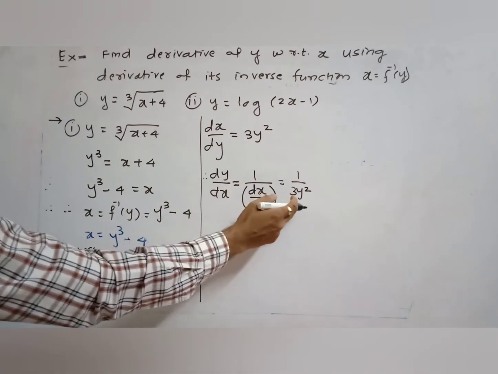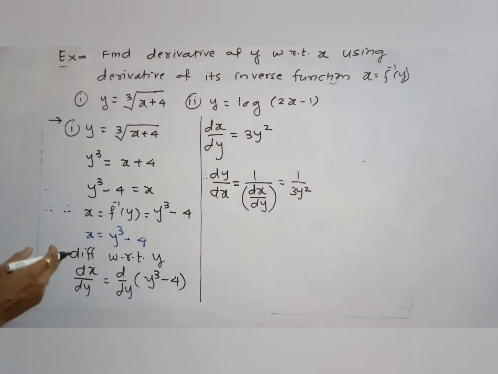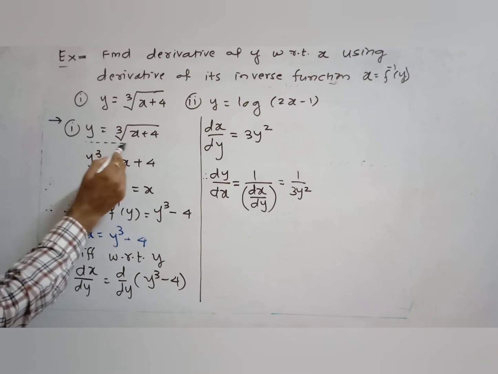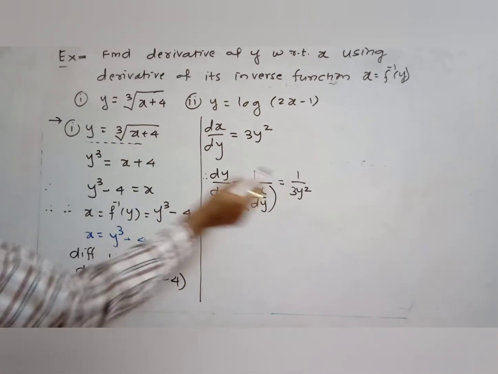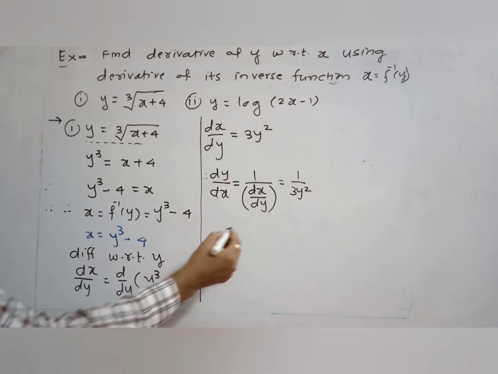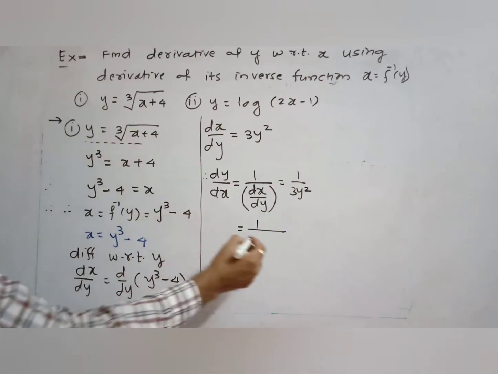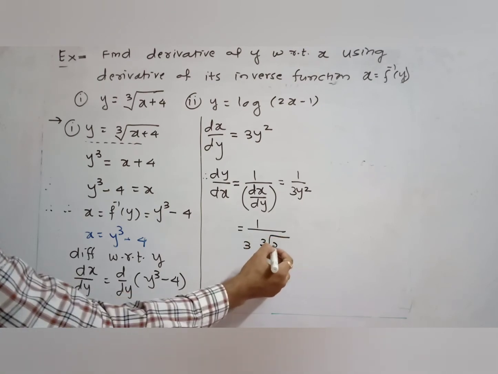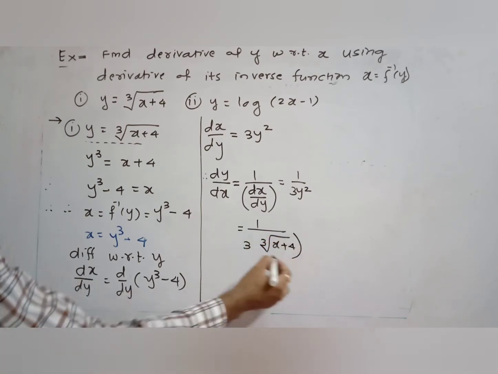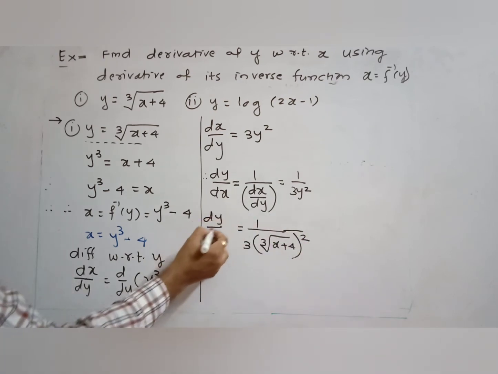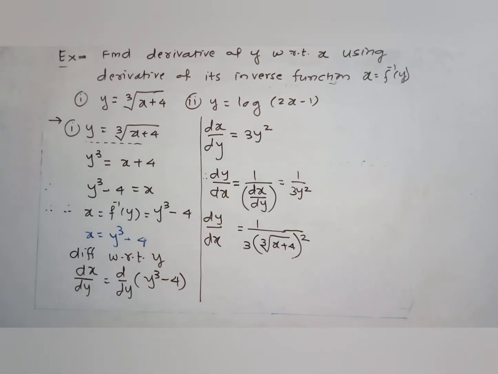Now we normally finish the answer in terms of x. So how do you write 3y square in terms of x? Look at this y. This was your y. So replace this y by the cube root of x plus 4, and it will give you 1 upon 3 into the cube root of x plus 4, and then squared. So this is your answer. Dy by dx is equal to 1 upon 3 into the cube root of x plus 4, whole square.